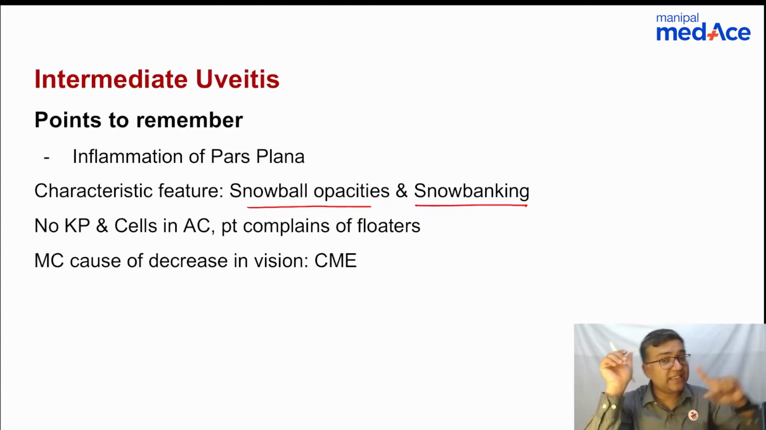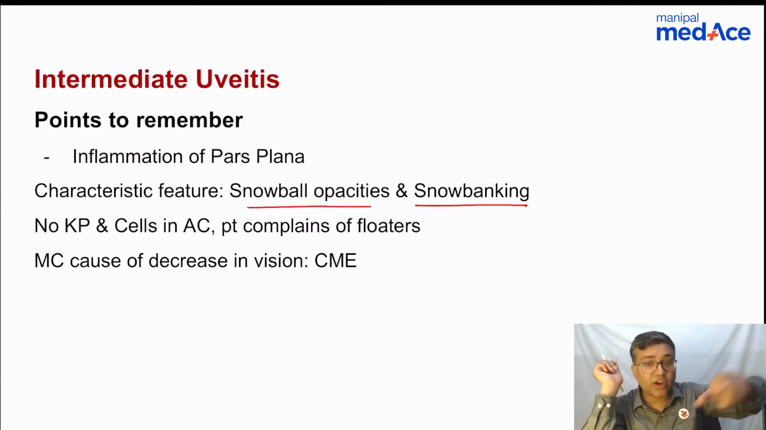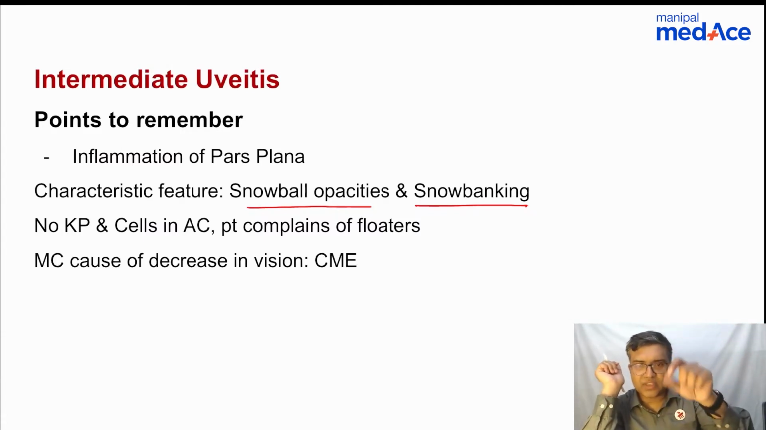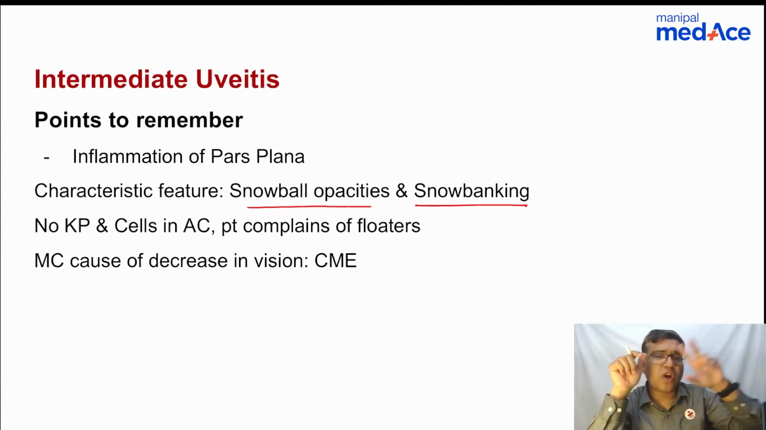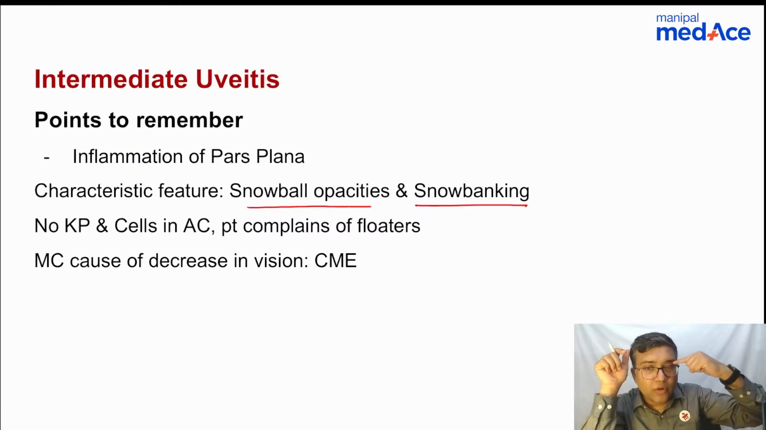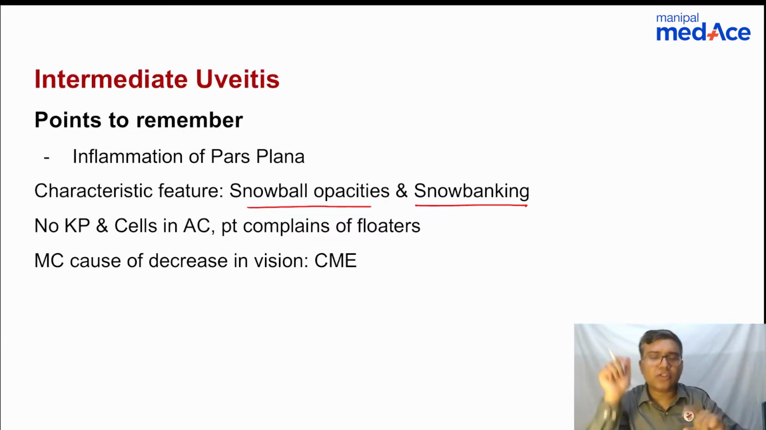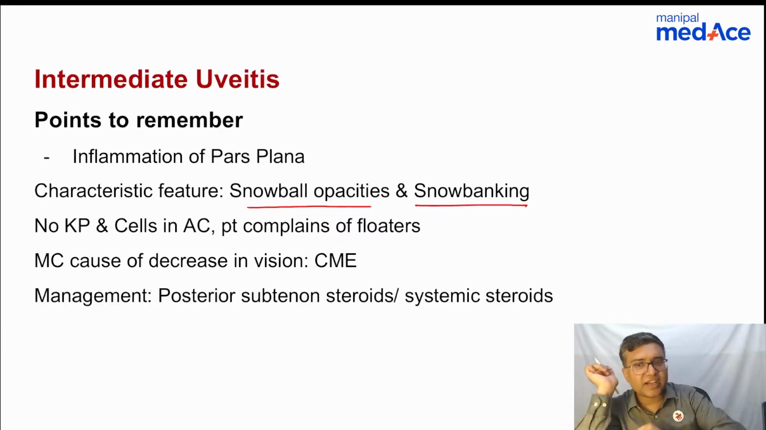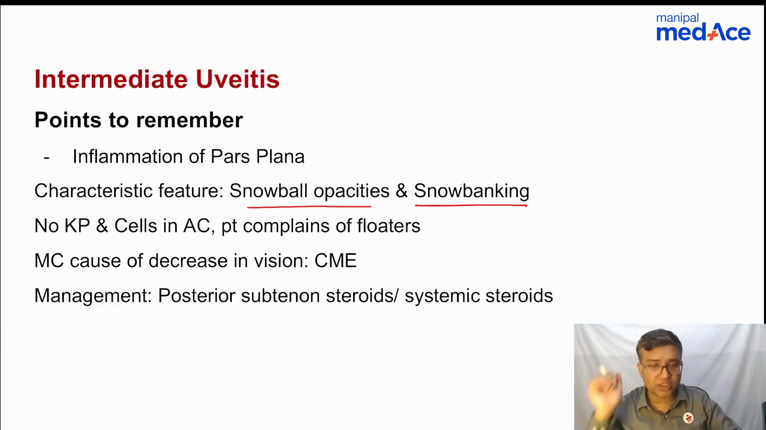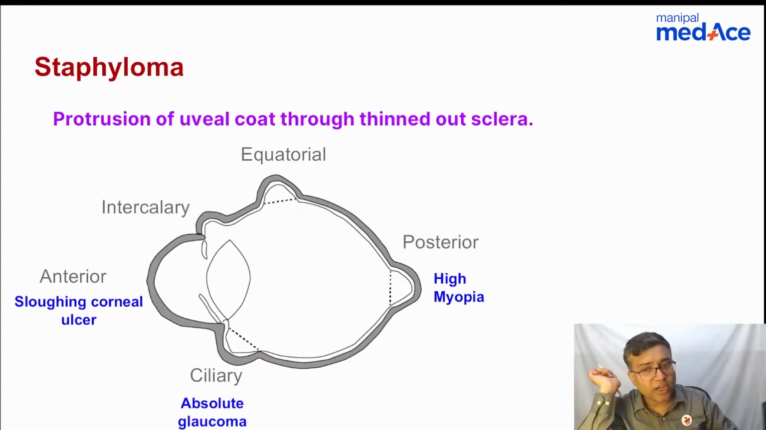And the management is, we basically use topical steroids, but here we have to give the steroids near the ciliary body. So I would give it around here, just beneath my conjunctiva, that is called posterior subtenon injection, or I would give intravitreal steroids or systemic steroids to these patients. So these are some important points regarding intermediate uveitis.